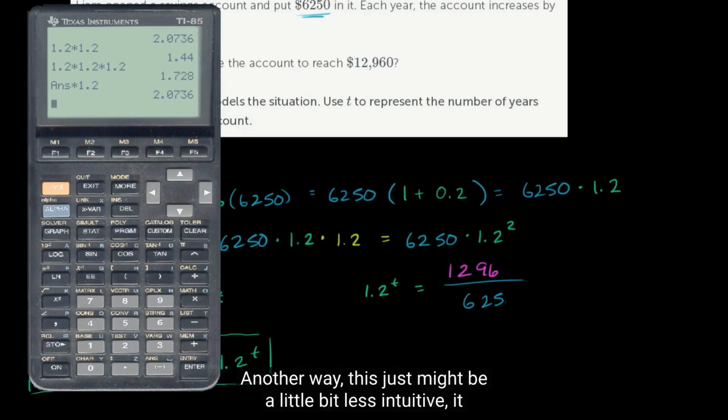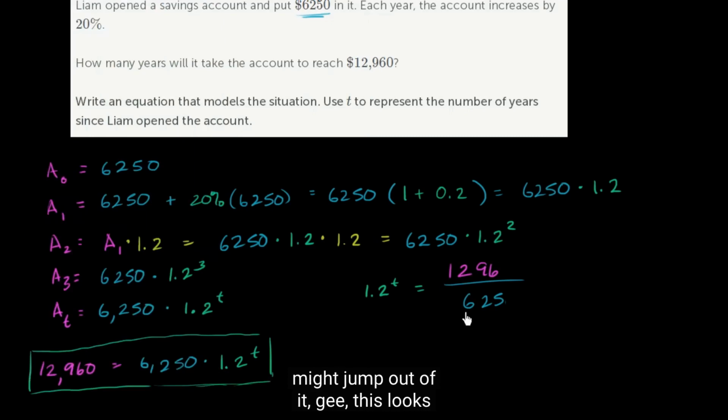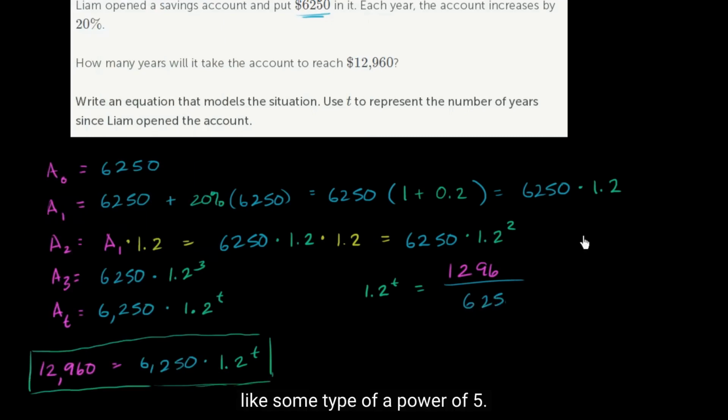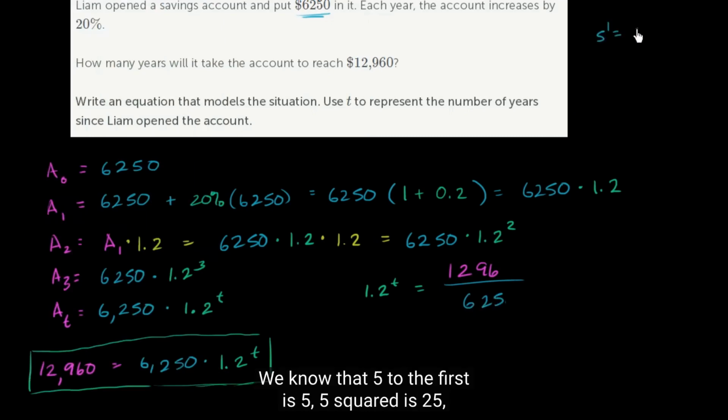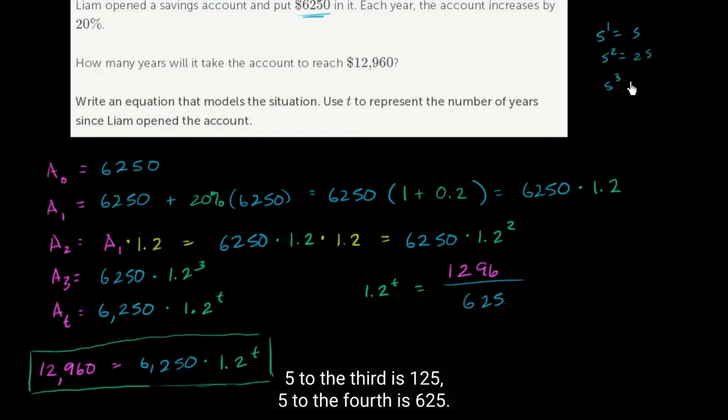Another way, and this might be a little bit less intuitive, is to notice that this looks like some type of a power of 5. We know that 5 to the first is 5. 5 squared is 25. 5 to the third is 125. 5 to the fourth is 625.